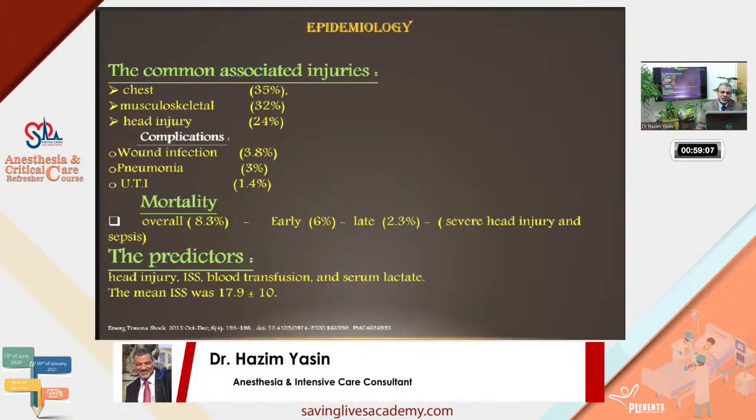The common associated injuries with abdominal and pelvic trauma were chest, 35%, musculoskeletal, 32%, and head injuries, 24%. The main complications were wound infection, pneumonia, and UTI. Mortality rate was 8%, early 6% and late 2%, from severe head injuries and sepsis. The predictors of mortality were head injuries, injury severity score, blood transfusion, and serum lactate.